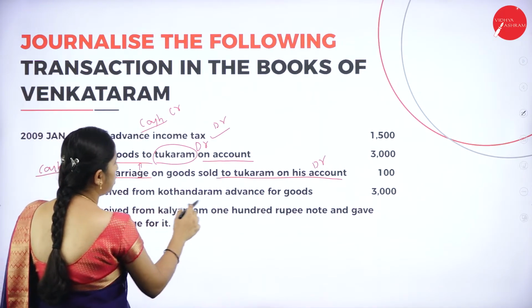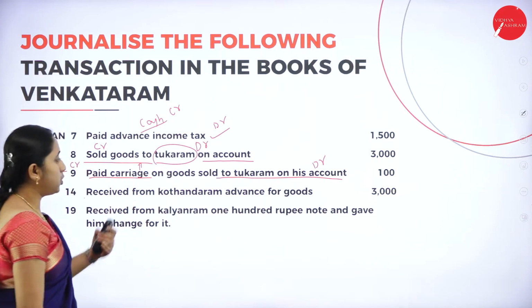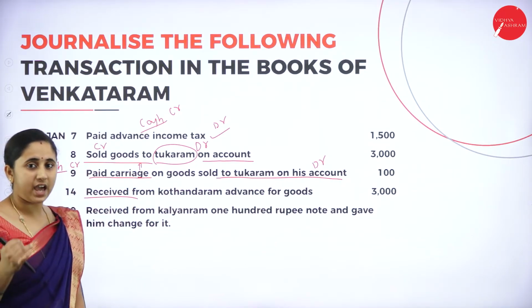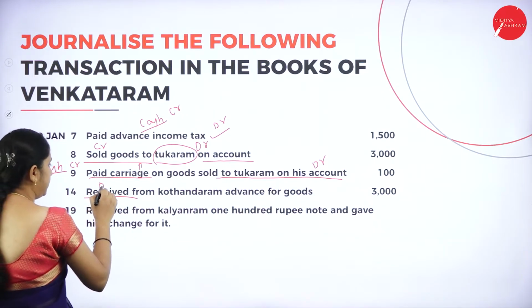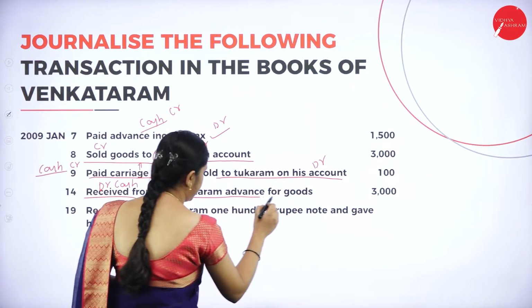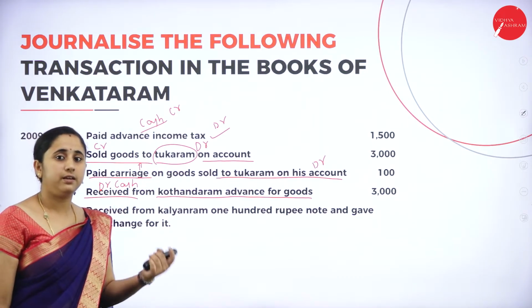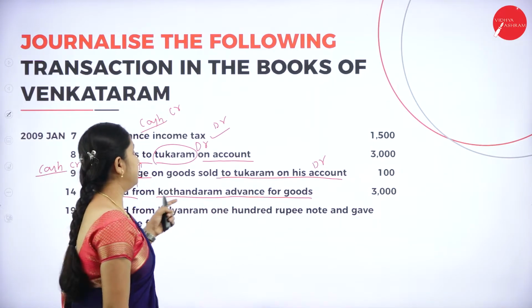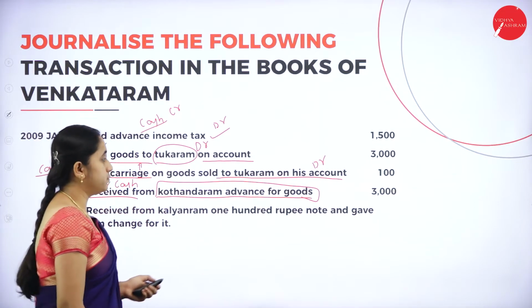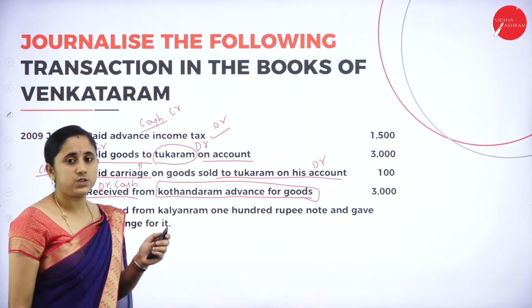14th, received from Kodandaram advance for goods rupees 3000. That means you are receiving some advance from the Kodandaram as an advance for the goods. So here cash is coming in, you are receiving cash. So you need to debit the cash. Cash account debtor to Kodandaram, who is paying. Personal account says debit the receiver, credit the giver. Here Kodandaram is giving. So you need to credit the Kodandaram account, but you need to mention it is an advance for goods. So Kodandaram advance account. So you will write cash account debtor to Kodandaram advance account, or Kodandaram advance for goods account.